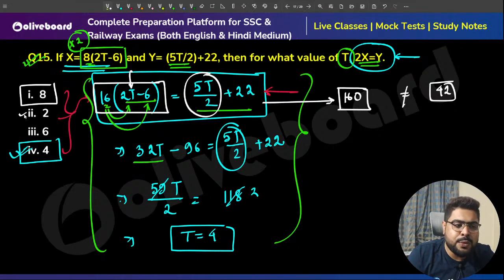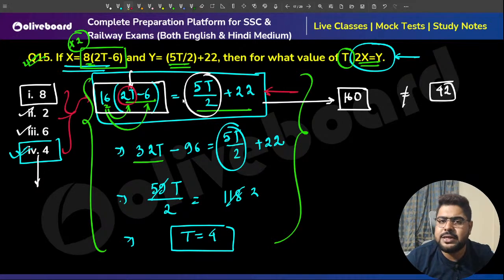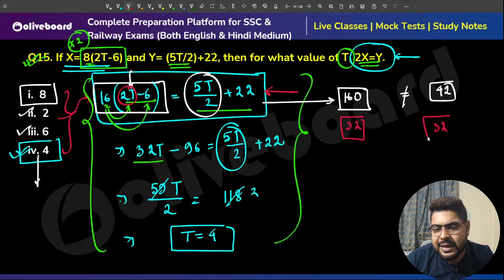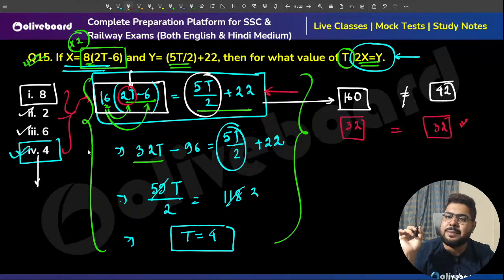Similarly, you put 2, you put 6, and if you put 4 now, what will happen? I put 4, 4 2s are 8 minus 6 is 2. 16 2s are 32, left hand side. Right hand side, you put 4, so that means it is 5 into 2, 5 into 2 is 10 plus 22. It is also 32. It is matching. Meaning this is my answer. This is only my answer.